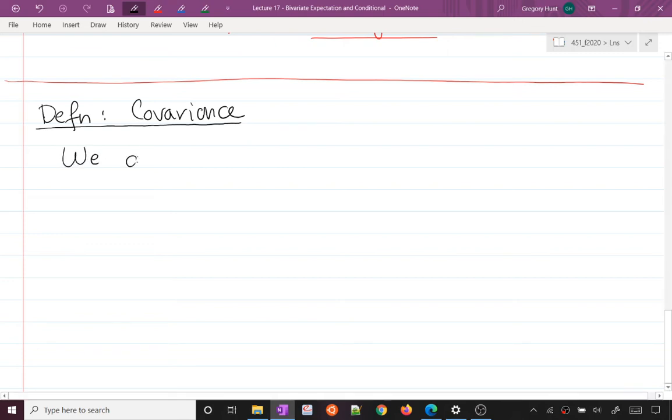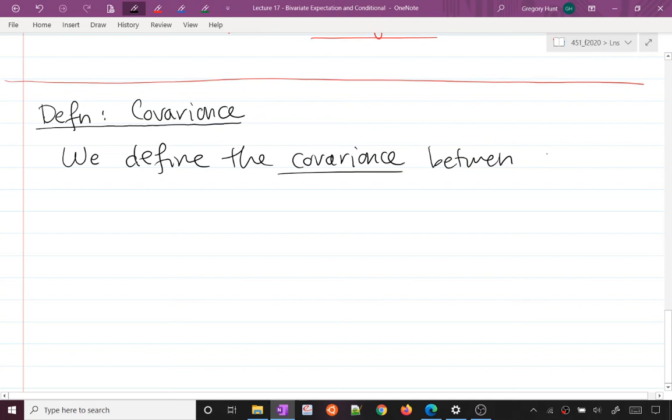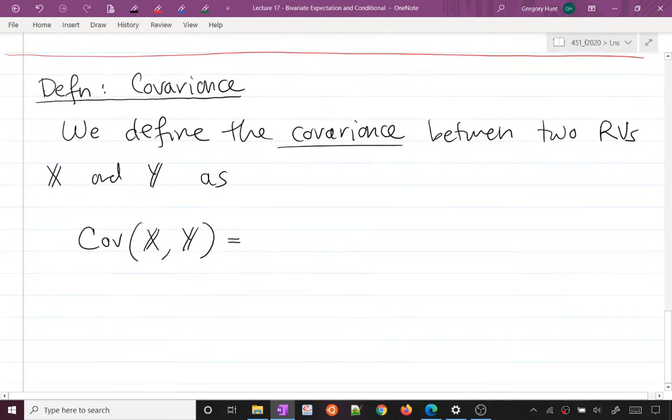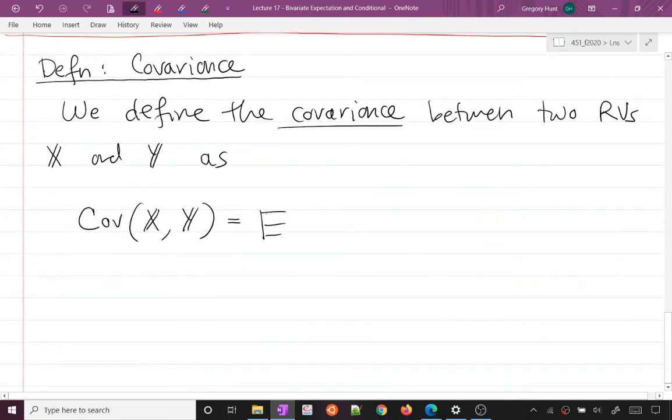So we define the covariance between two random variables, x and y, as, and my notation here is Cov for covariance, and I pass it my two random variables, x and y, and our definition of covariance is the expected value of x minus its expectation times y minus its expectation.